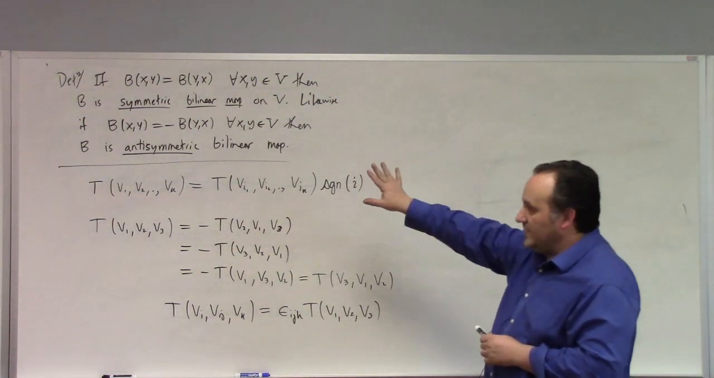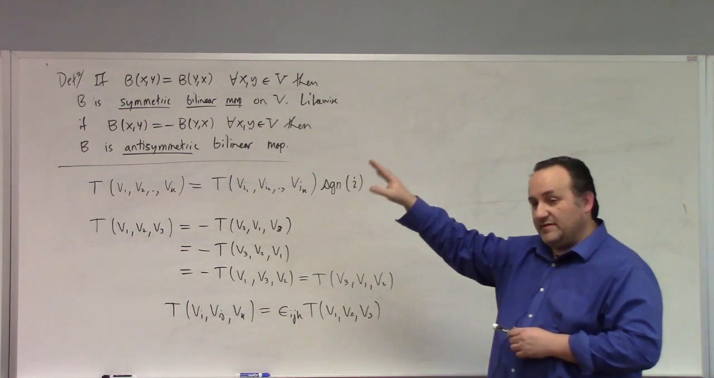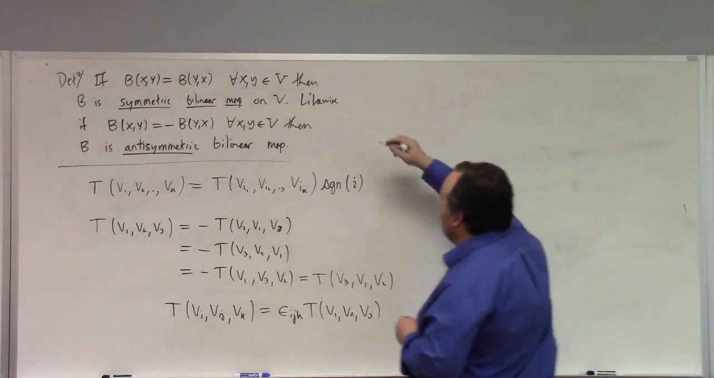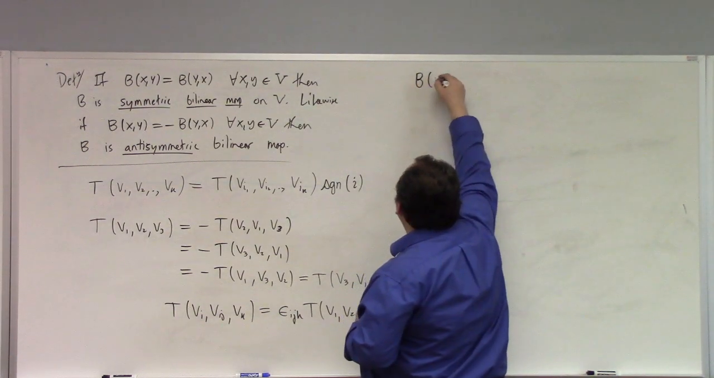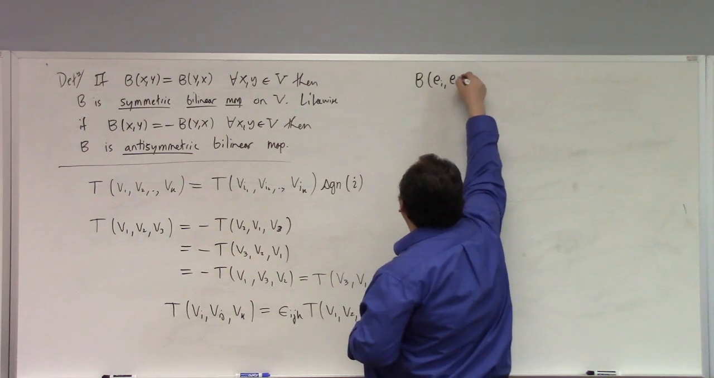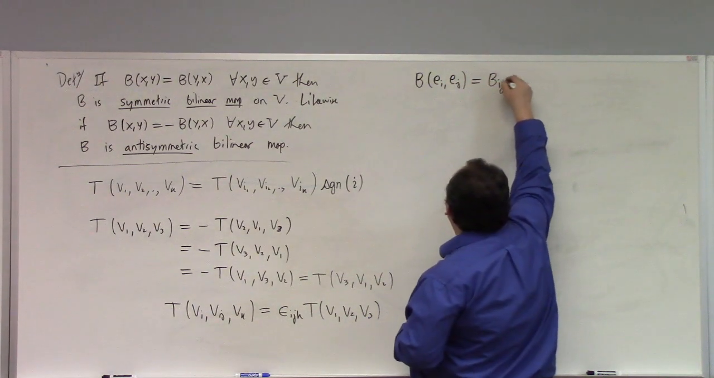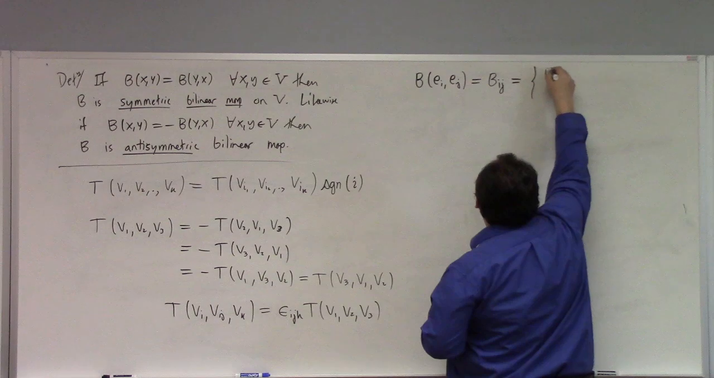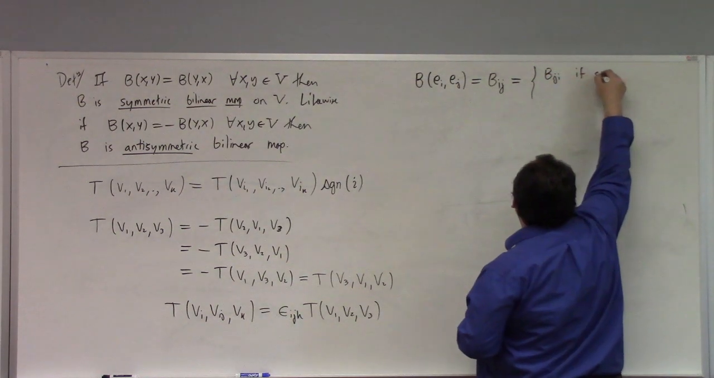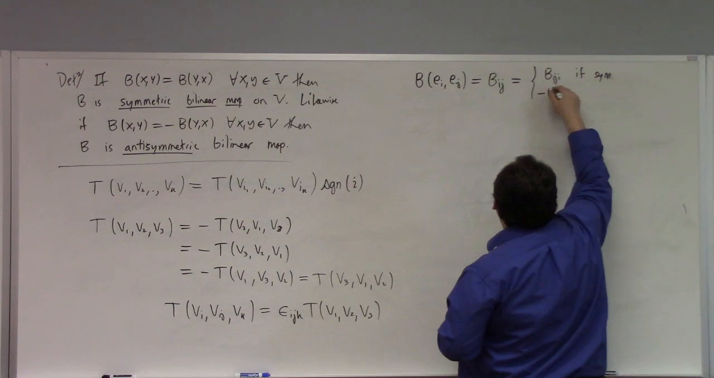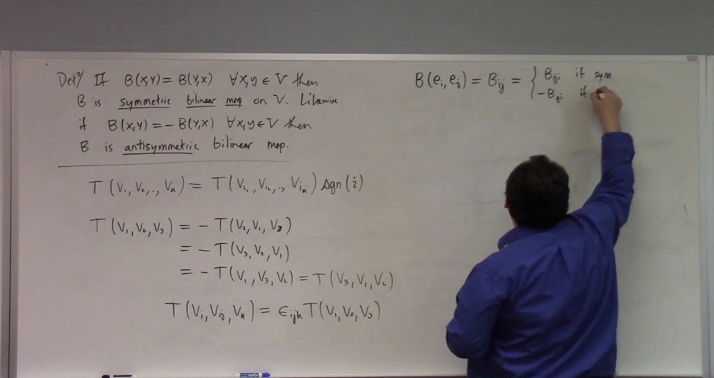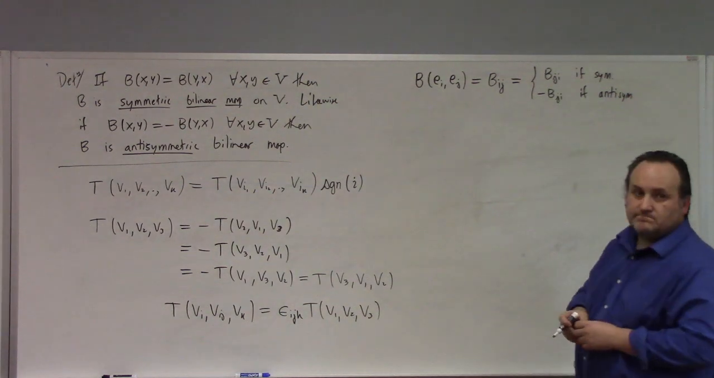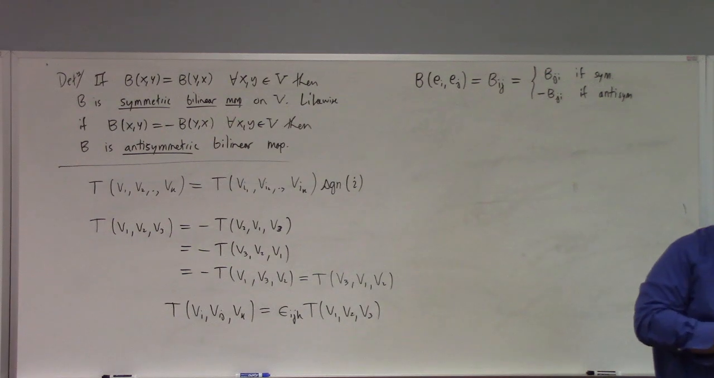So all I was trying to say is we can talk about symmetry or antisymmetry, and it will be reflected in the components. So you guys told me, you know the deal. B of EI, EJ is equal to BIJ, right? So that's going to be equal to BJI if symmetric, right? And it's going to be equal to minus BJI if it's antisymmetric, right? For all ij.